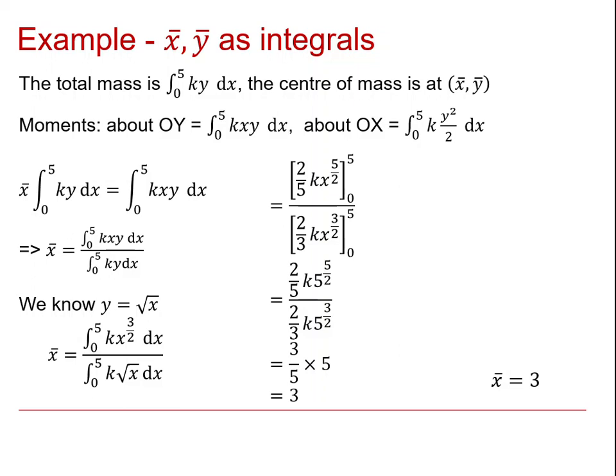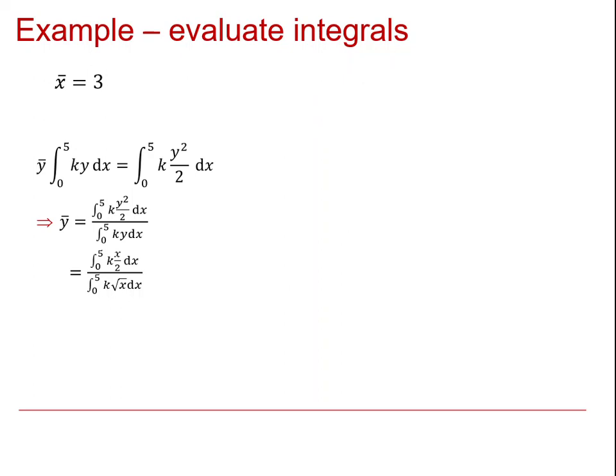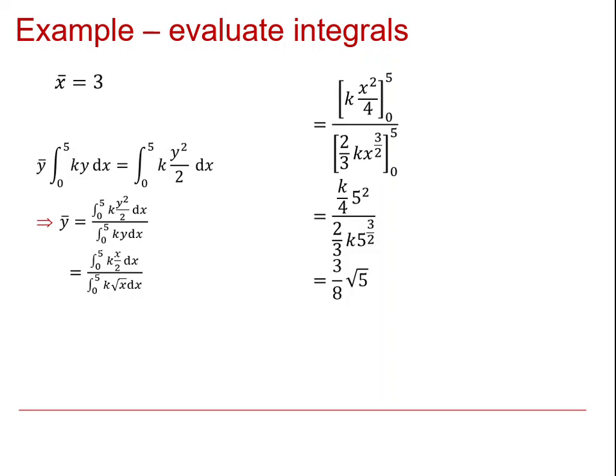There we are. Now for the other one, we've got x bar equals 3. For the other pair of integrals, we were using the result that y bar times the total mass is equal to the total moment. So we make that into a ratio in the same way and work that through. The integration is a bit simpler this time. Of course, we've already done one of the integrals, the k root x one. So we work it through. X over 2 gives x squared over 4 when we integrate it. And this time it doesn't work out quite so nicely.